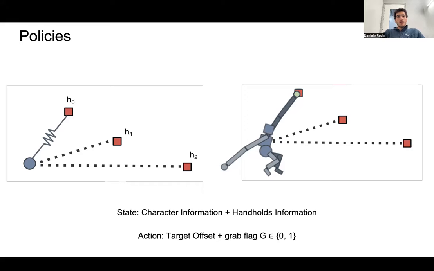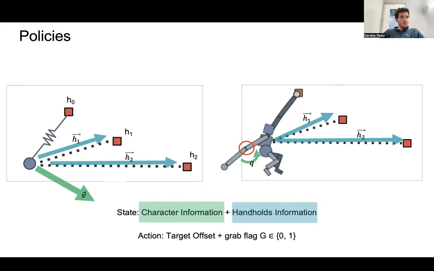The state consists of information regarding the character and information regarding the handholds. The character information for the simplified model consists of the velocity vector of the point mass. Instead, for the full model, it's the generalized coordinates for each joint. For the handhold information, the policy is provided with the distance from the root to the two subsequent handholds.